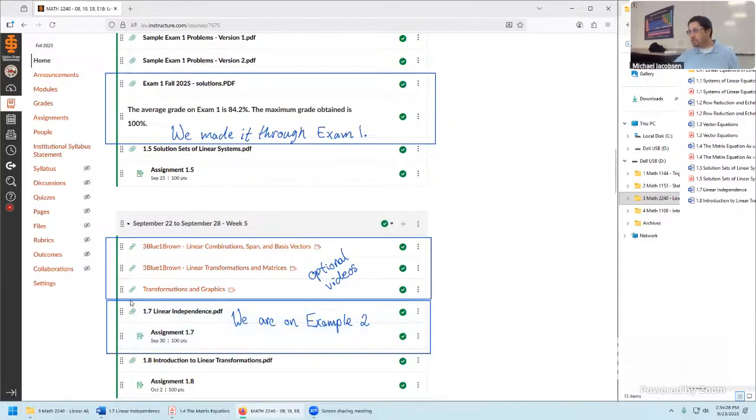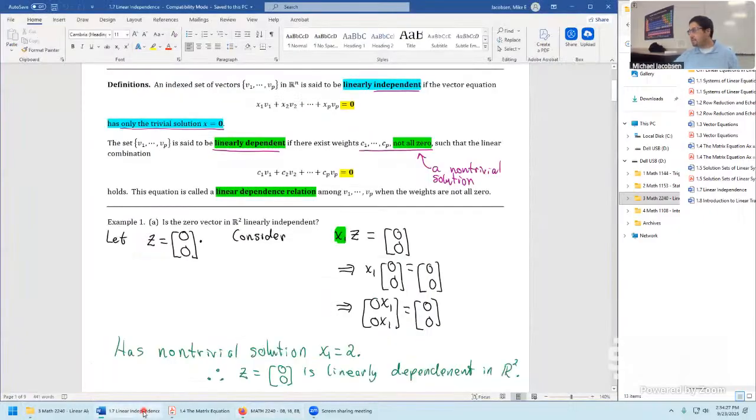Okay, so here's where we left off. Working through this big definition here. Let's do a recap since it's been a whole weekend. We say a set of vectors, v1 through vp, in a vector space Rn, is linearly independent as a set if the vector equation has only the trivial solution.